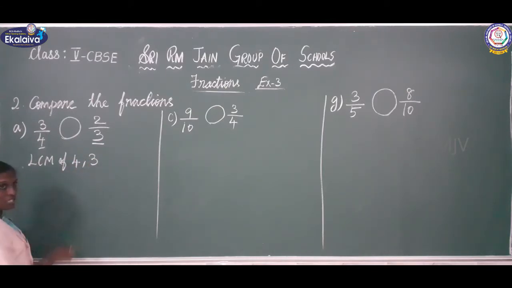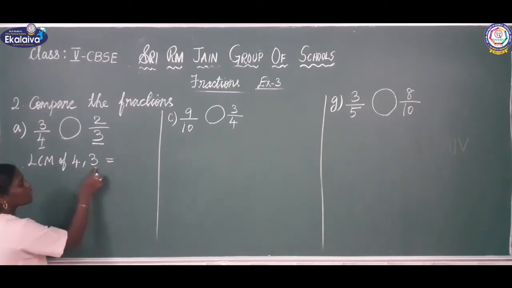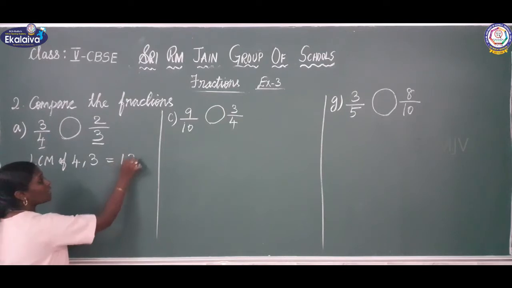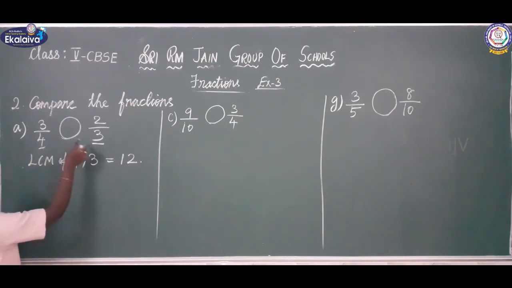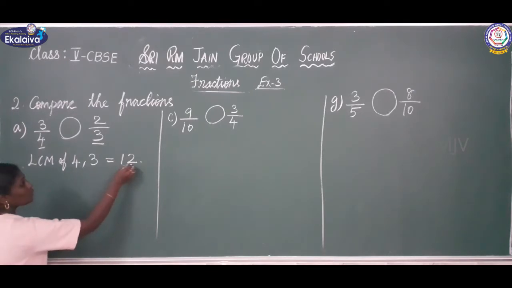Here 4 and 3 are co-prime numbers. So LCM of 4 and 3 is the product of 4 and 3. 4 3s are 12. 12 is the LCM. If the numbers are co-prime, then the product of the numbers is the LCM. So 4 3s are 12. Now we have to convert the denominators in the given fractions to 12.